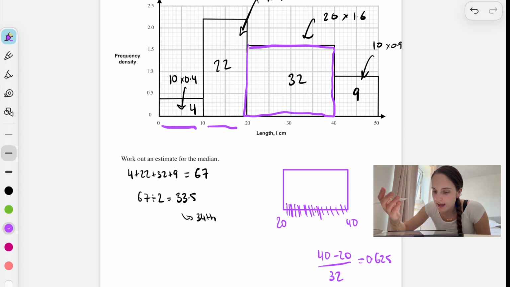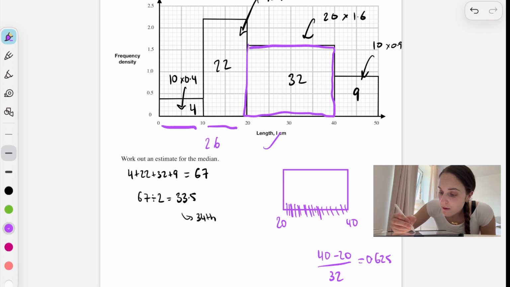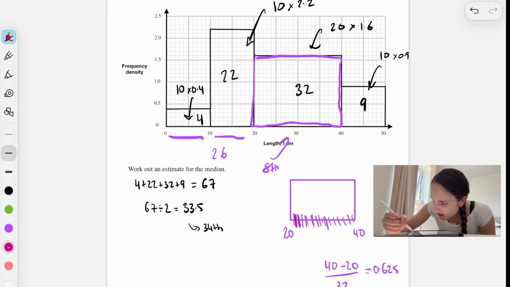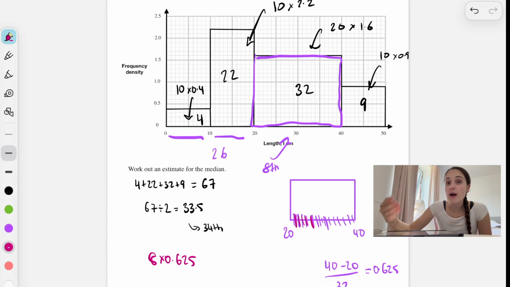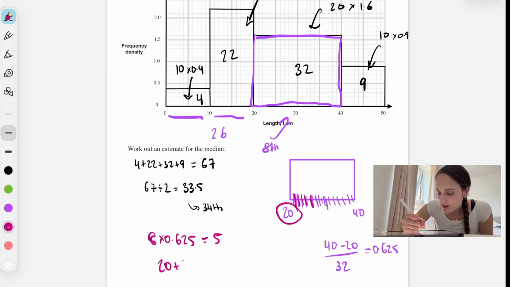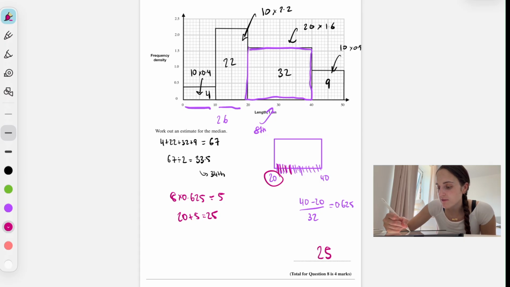So we need to locate the 34th person. So there's 26 people up until this point. So the 34th person is going to be the 8th person in this bar. So we can see we need to go 8 increments in. So I'm going to do 8 times 0.625 to work out how many we need to go. So 8 times 0.625 is going to be 5. And then I'm going to plus 5 to the lower bound because it's 5 into that bar. So 20 plus 5, which is 25. So the median of this histogram is going to be 25.